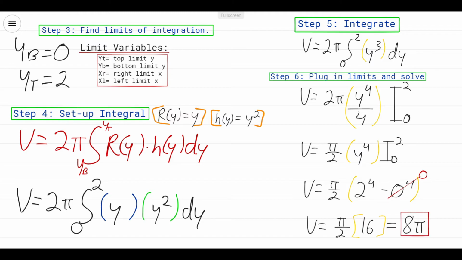So that was the shell method. I think the key step is knowing which axis, what your terms are going to be. That chart that I set up right there, that's the key step. Understanding that chart, you'll be able to do any shell method problem.